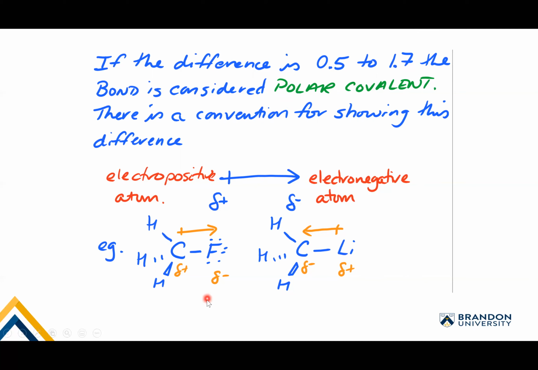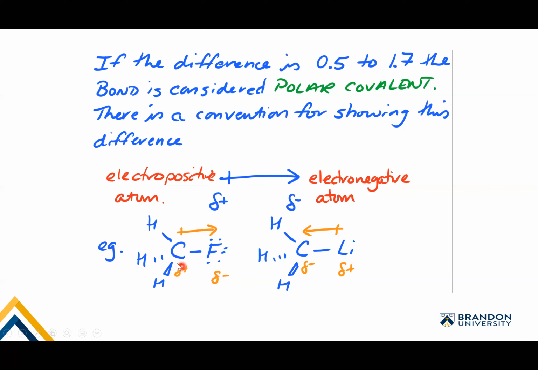There's this little convention that we use with this little arrow with a plus sign on it. And you point this in the direction of the more electronegative atom. So it's easy to remember which end has got the positive charge because we've got a little plus right here. So that'll be the partial positive side, and the pointy end will be the partial negative side. So when carbon is bonded to fluorine, remember fluorine is the most electronegative, this bond is going to be polarized in this direction. Fluorine will be the delta minus, carbon will be the delta plus.